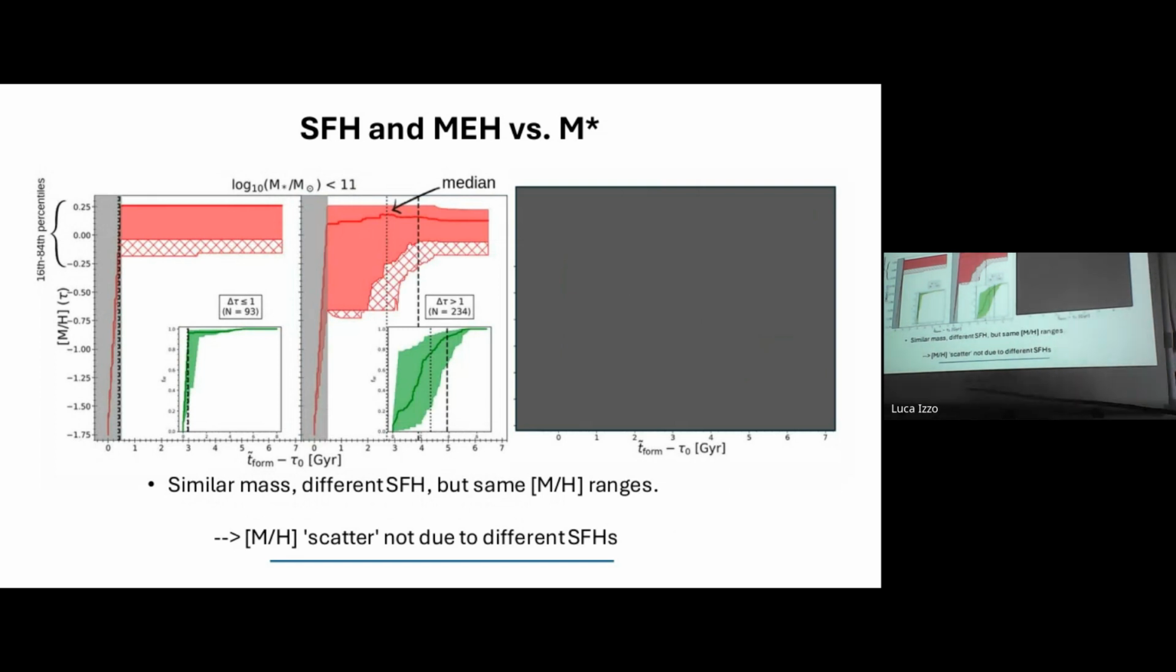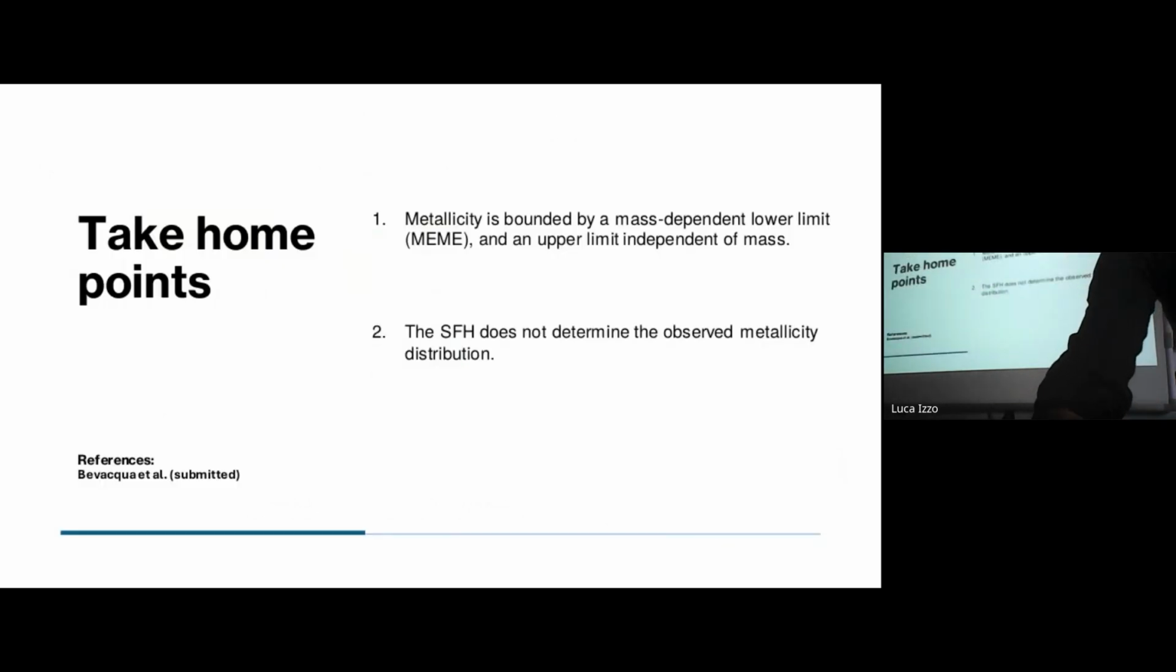And then we also compared galaxies with comparable mass, but with totally different star formation histories. And you can see that even though the star formation histories are quite different, the ranges of final metallicities are pretty much the same. And so in this sense, the observed scatter that we observe in the mass metallicity distribution does not depend on how galaxies build their mass. And so this is the second take-home message. The star formation history is not important in determining the final metallicity distribution.